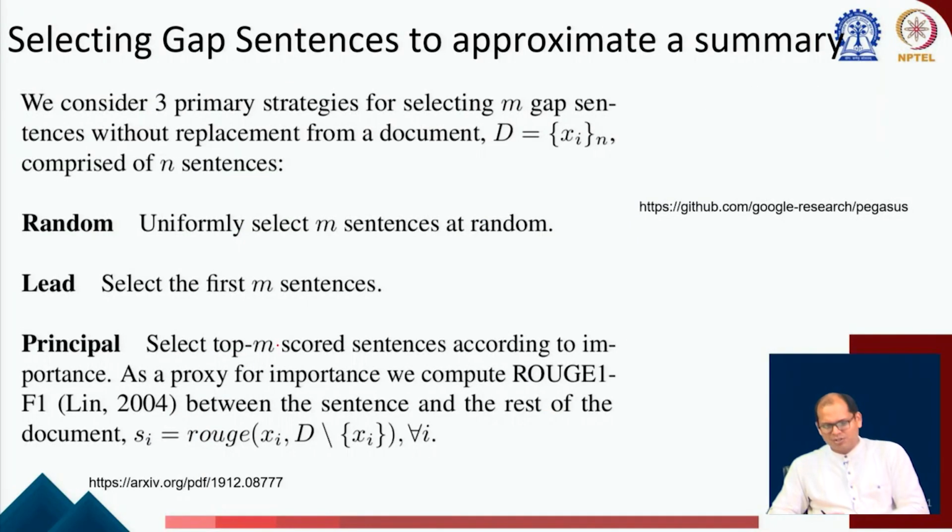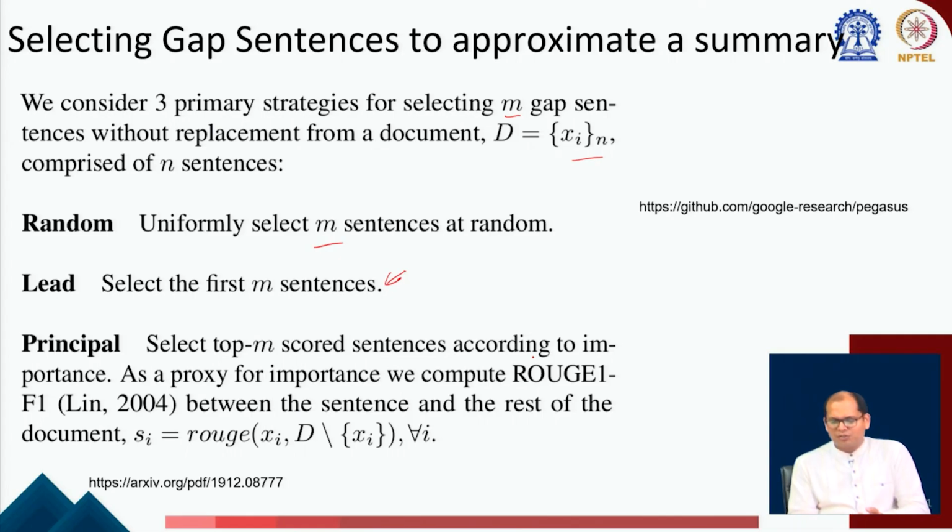So, they used certain heuristics, right. They had 3 strategies. They selected M gap sentences without replacement from a document containing M sentences. So, one is that you uniformly select M sentences at random. This is like the very basic idea. You can randomly select some M sentences, or you can select the lead sentences, because many times people have seen that when you are trying to summarize a document, the initial few sentences are very, very important. So, they just approximate these as the summary and put them as the gap sentence, or they use a more principled method where they select the top M scored sentences according to importance.